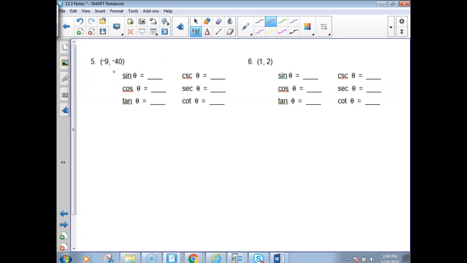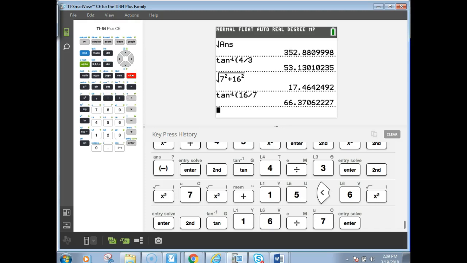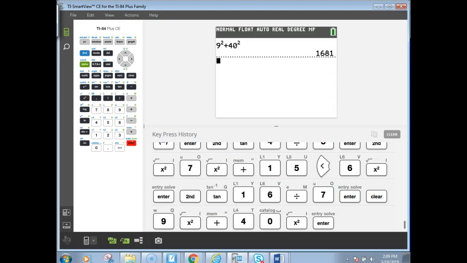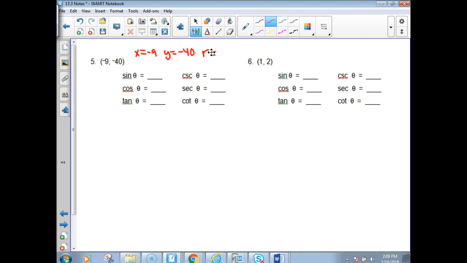Number 5. Okay, so I've got negative 9 for x. I've got y is negative 40. Figure out r. On the calculator, I'm going to do 9 squared because I don't feel like doing the negative sign, since I'm going to square it anyway. 9 squared plus 40 squared. Okay, so I got 1681. I'm hoping that's a perfect square. Second, x squared, put in that answer. And bingo, yes, 41. A Pythagorean triple.